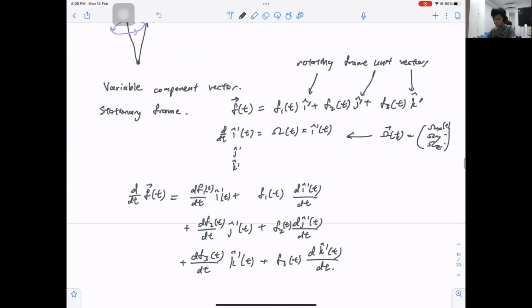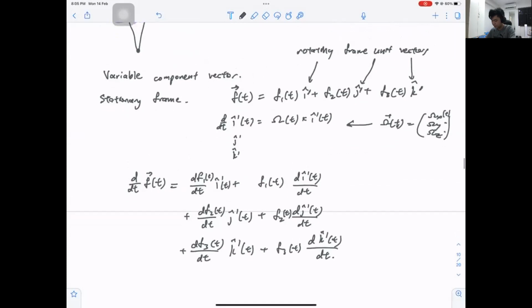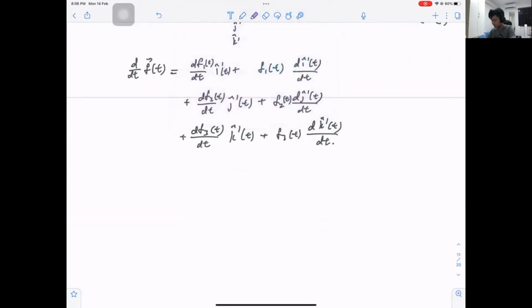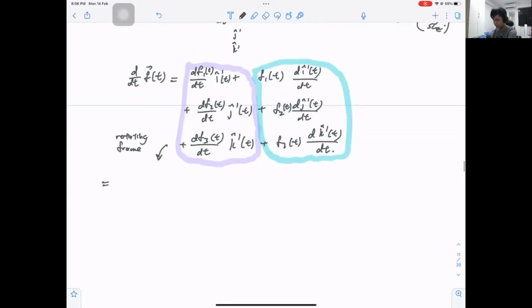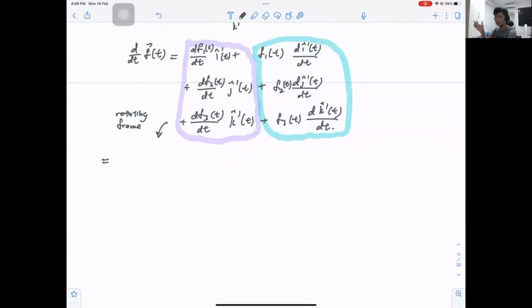Okay, so after we have done the product rule, let's group it into this term and the other term, and we'll see why later. First, the purple term. To understand the purple term, let's go back into the rotating frame. In the rotating frame, remember that i prime, j prime, and k prime are fixed vectors that do not change in time, because you are rotating with them. So this is actually just the derivative of f with respect to time in the rotating reference frame.